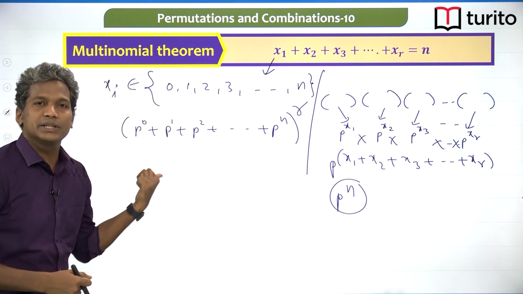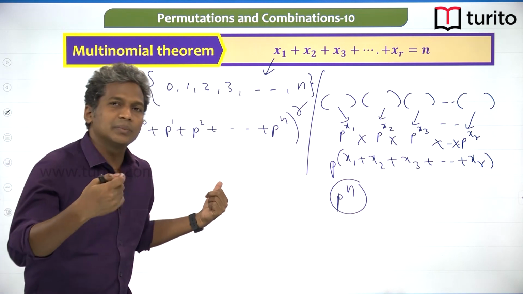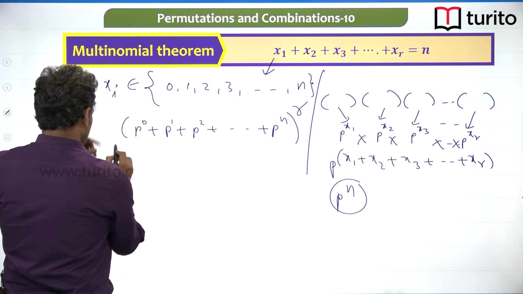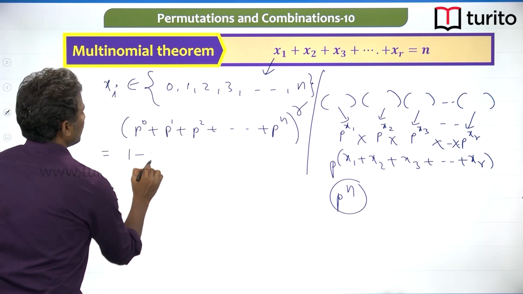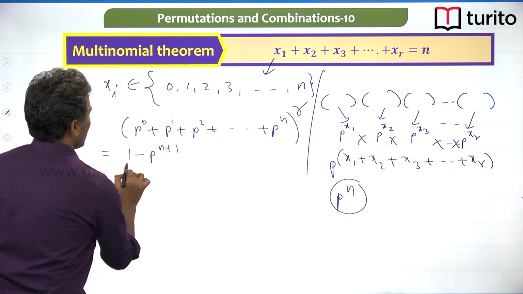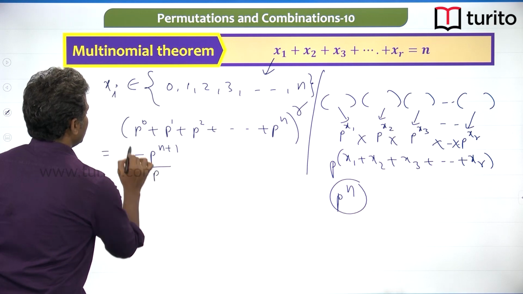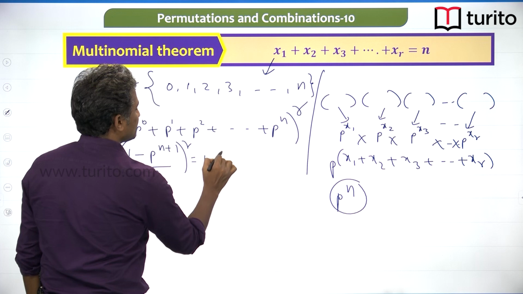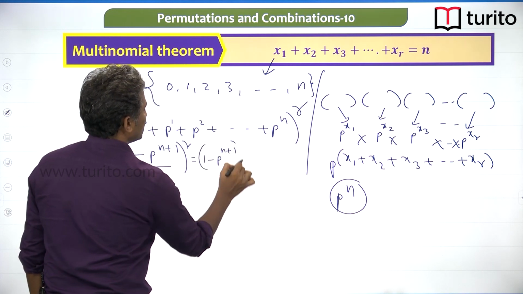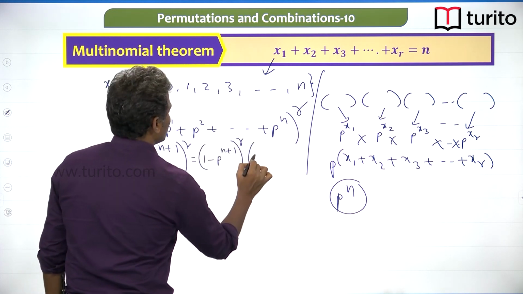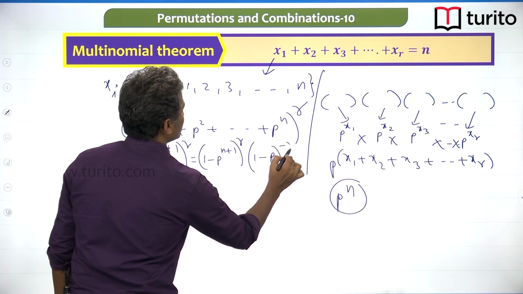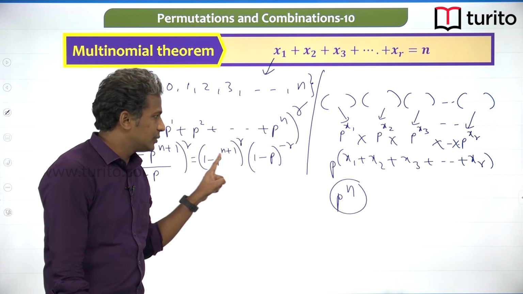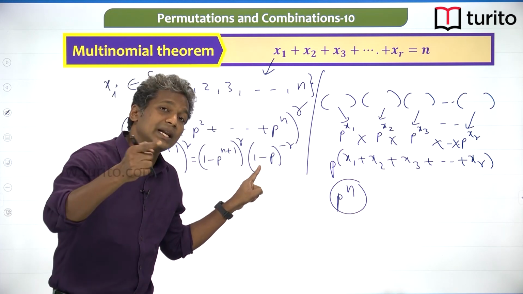How do we solve this? We have to go for some ideas of binomial theorem. So we'll borrow those ideas and we'll put them here. So I can simplify the base as (1 minus p raised to n plus 1) divided by (1 minus p), whole raised to r, which also can be written as (1 minus p raised to n plus 1) raised to r into (1 minus p) raised to minus r. I am going to expand this using normal binomial theorem and this using negative binomial theorem.